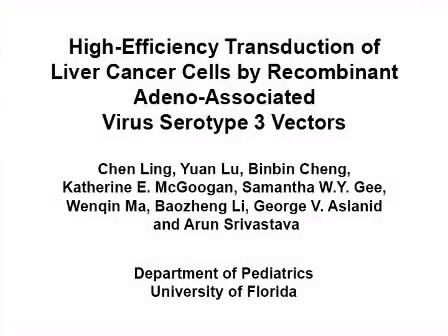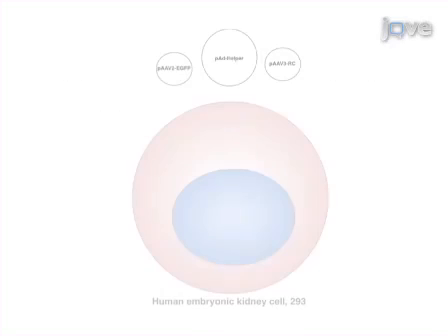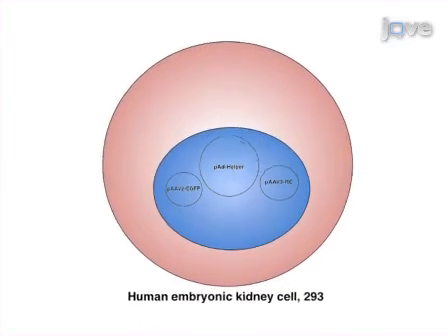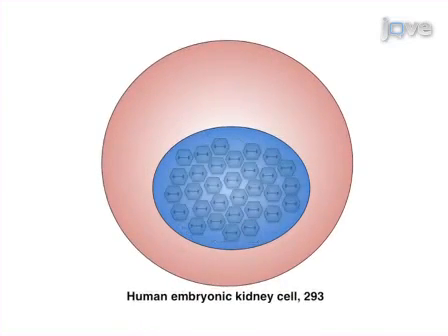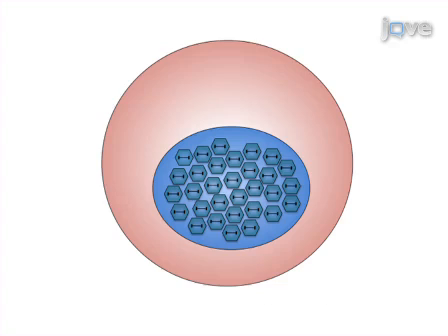The overall goal of this procedure is to produce active Adeno-Associated virus serotype 3 vectors which can efficiently transduce human liver cancer cells. This is accomplished by first transfecting 3 different plasmids into 293 cells simultaneously.